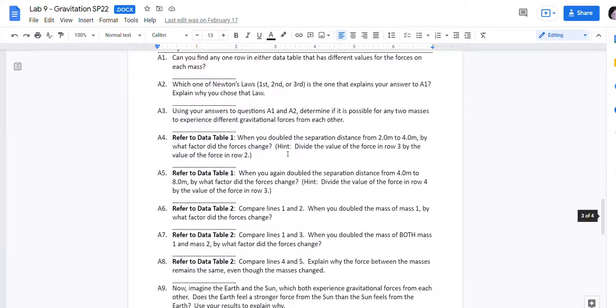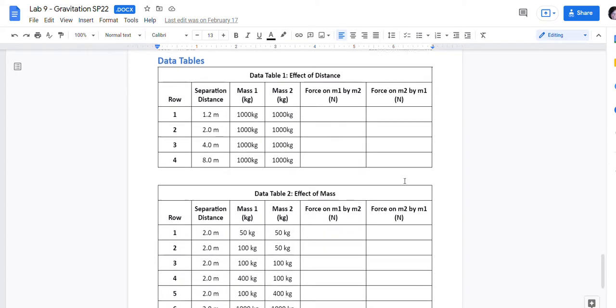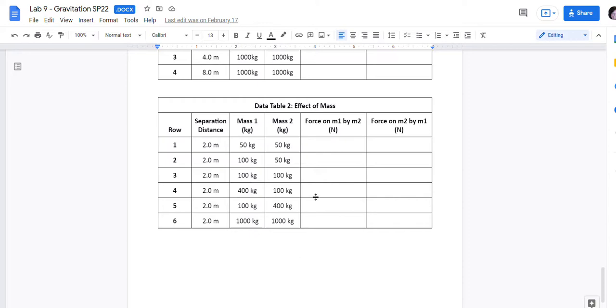You should expect that when you fill out your data table for the first part, the effect of distance, they both experience the same force. So both of these columns will have the same answer given to you by the applet. And then you're going to start changing the mass. For the first couple, you're going to look at what happens when you change the mass of one mass. For example, you'll go from 50 to 100 kilograms.